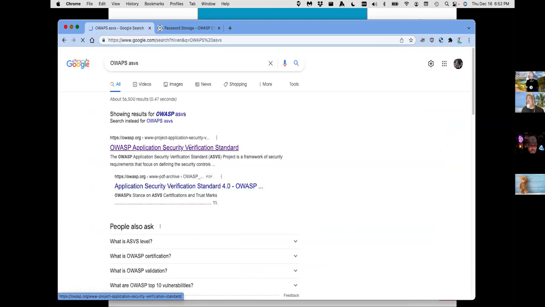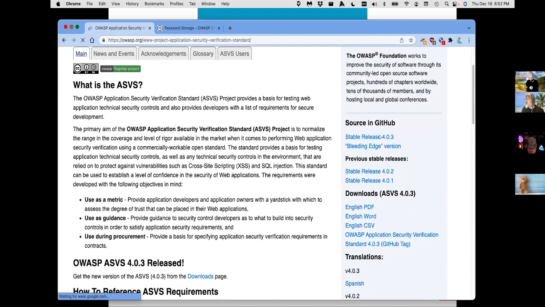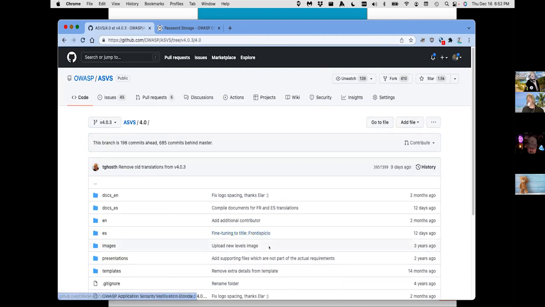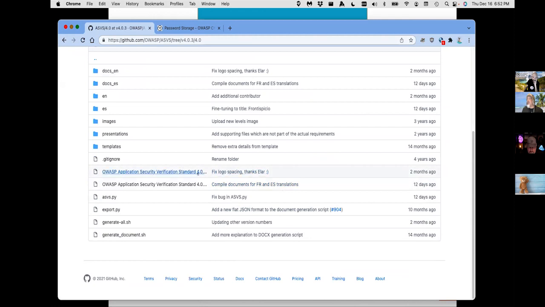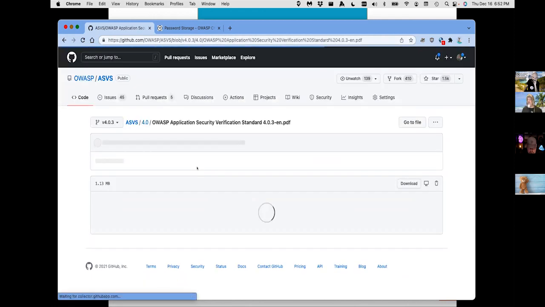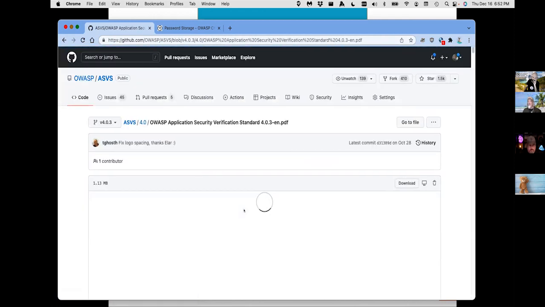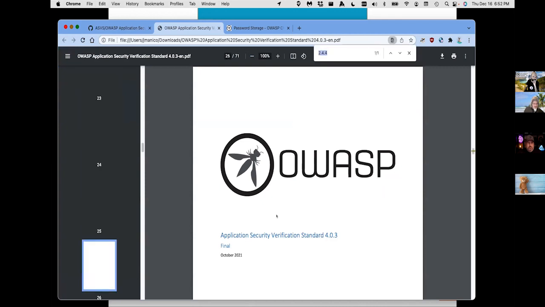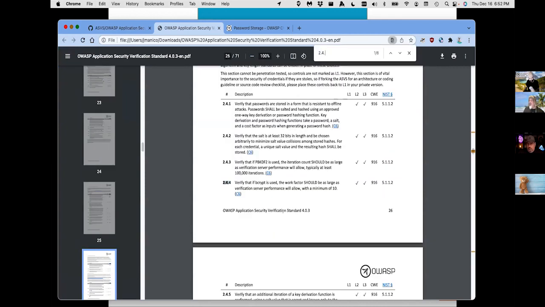Hang on. ASVS. There's the main splash page. And there's the stable 4.0.3 release. Oh, great. Thank you for bringing me here. Yeah, there's the PDF. There's a 4.0 PDF. Now, what am I doing wrong? Oh, yeah, download. Let me go download so I can pop it up in my viewer here. There we go. And now I want to see 2.4.4. Yeah, the release is 10, Dana. There you go.